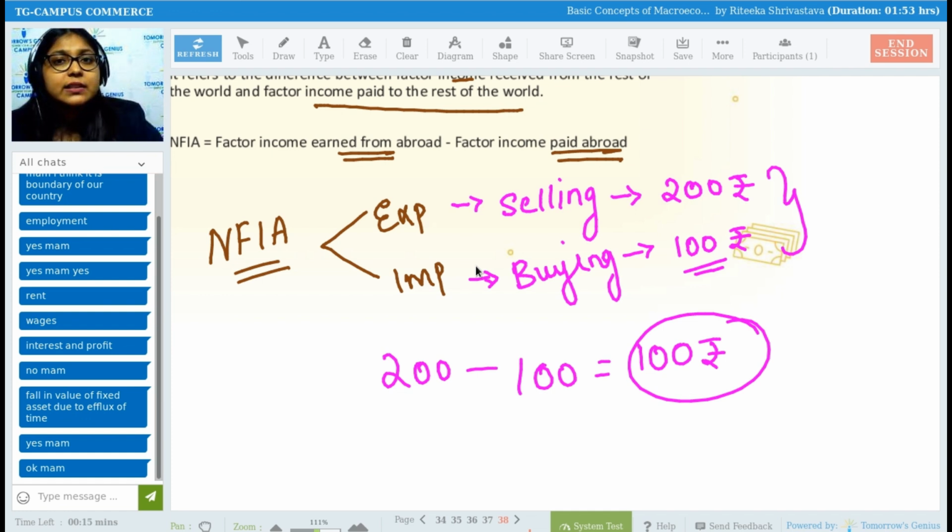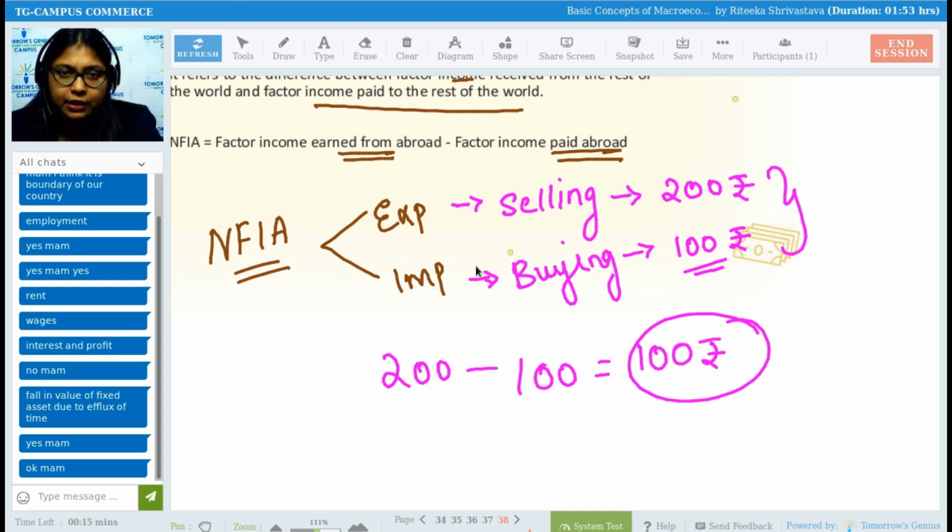Net factor income from abroad is nothing but the difference between exporting and importing of goods and services. Exporting, selling of goods and services. When we sell goods and services, we are going to receive income. So 200 rupees we have received. When we import goods and services, import means buying of goods and services. So when we buy goods and services, of course we have to do the payment. If I am buying a pen from you, I will have to do a payment to you. So that is buying, that is importing. So when a country also does buying of goods and services, they will have to pay money to the foreign country. So say suppose 100 rupees. So if I have to find out NFIA, 200 minus 100 is 100 rupees. Simple.